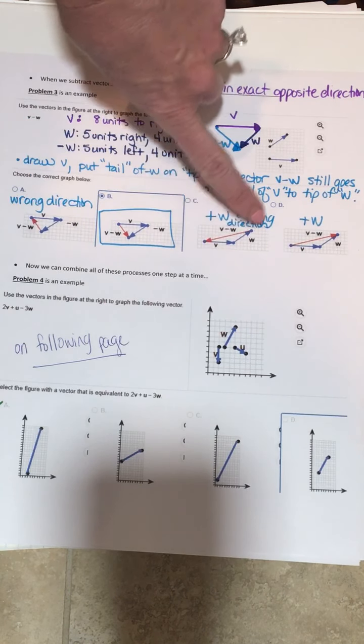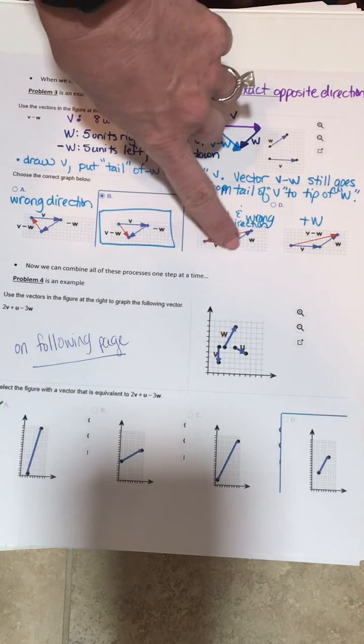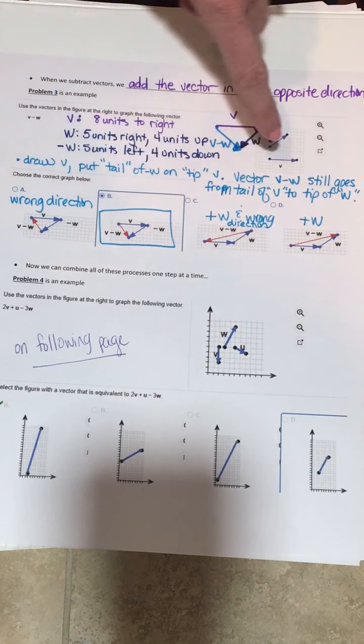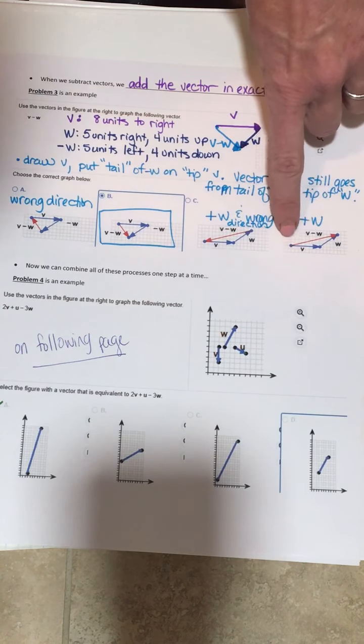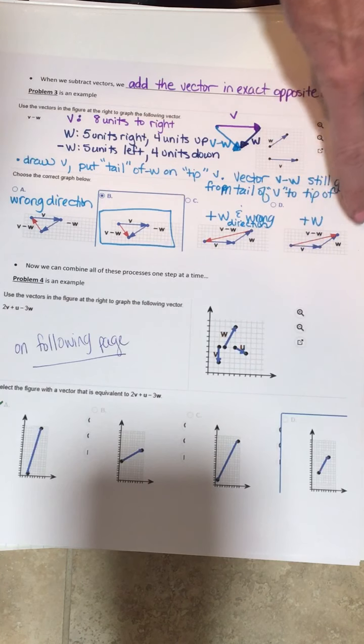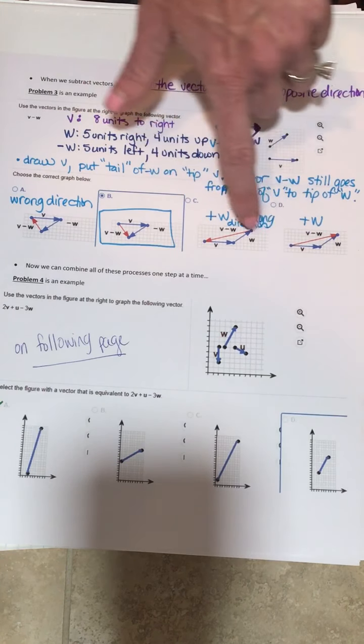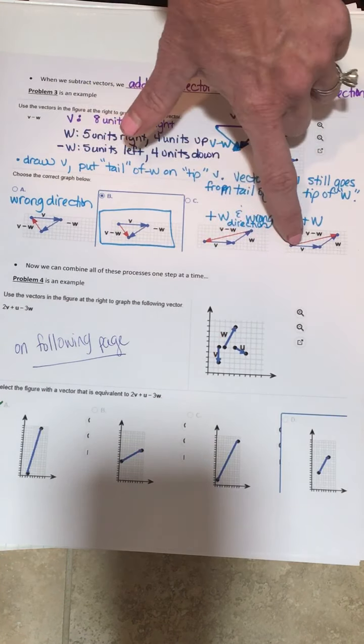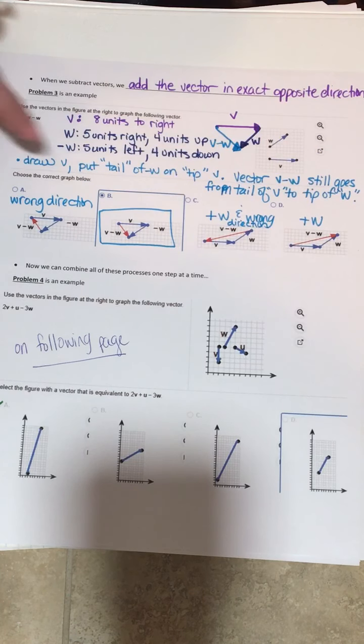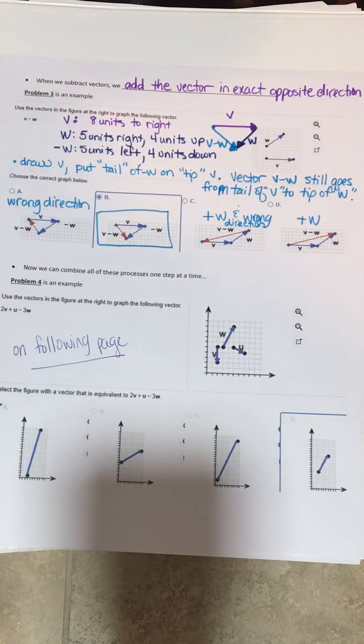This one is adding the vectors. This would be v plus w, and this looks very similar. It would be v plus w. Oh, these are both v plus w, but this one has it going in the wrong direction. This one has it going in the right direction. So this is our correct answer.